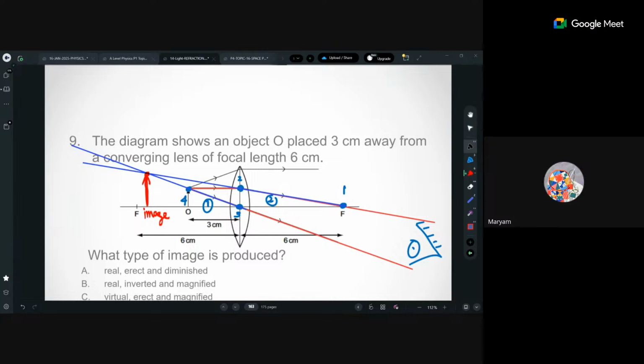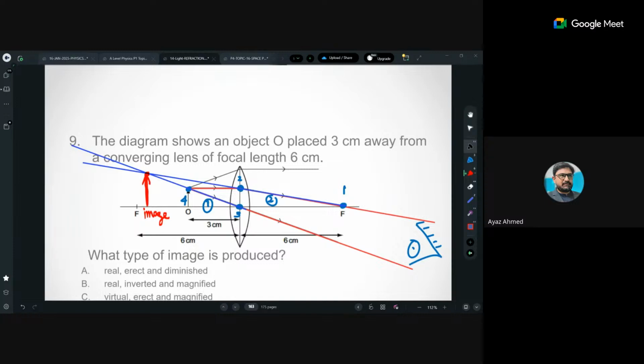Sir, where are such lenses used again? How are these lenses used for magnification, magnifying glasses?